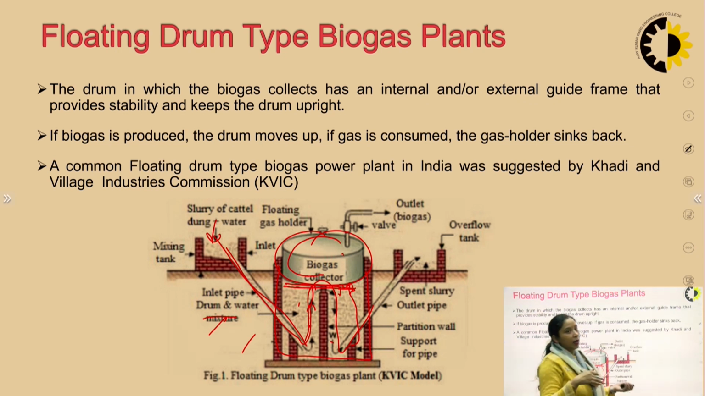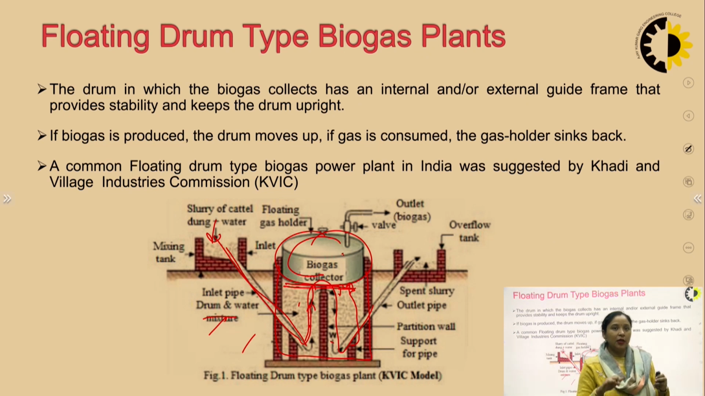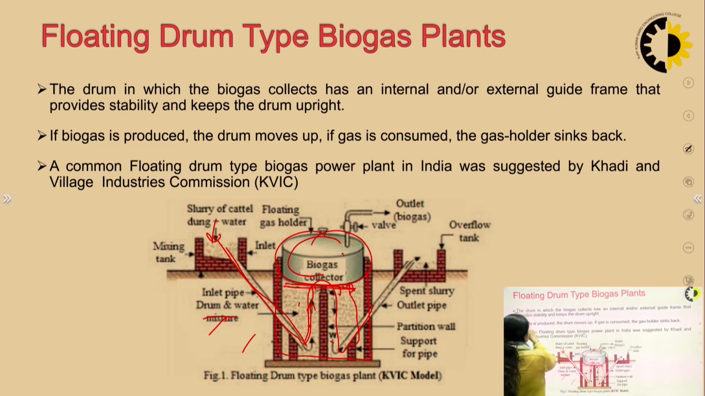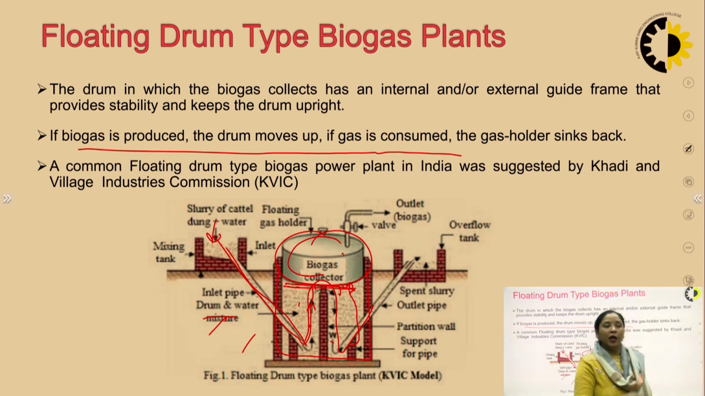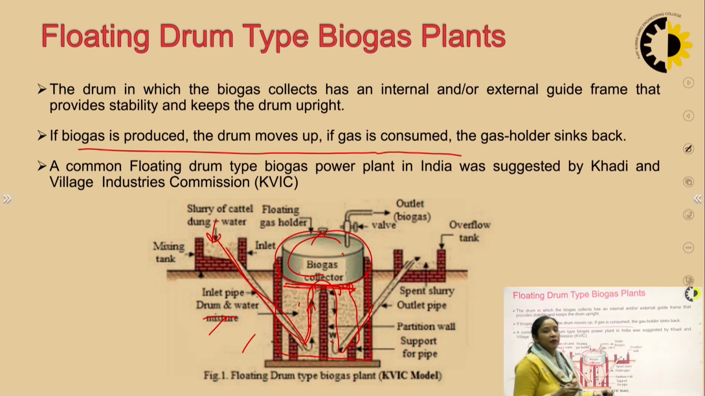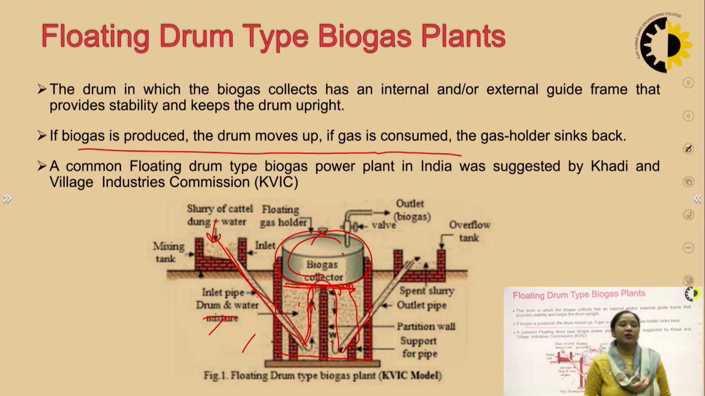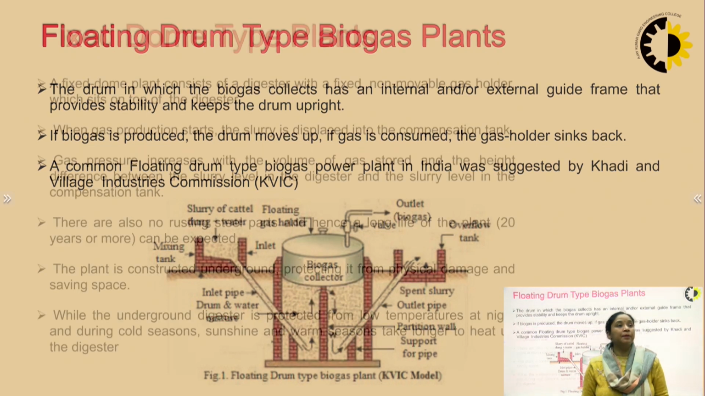Otherwise, vice versa, it goes down, it sinks back. Like, as biogas is produced, the drum moves up, and if the biogas is consumed, the gas holder sinks down and we add more slurry. The common floating drum type plant in India was suggested by the Khadi Village Industry Commission, KVIC, for the first time.